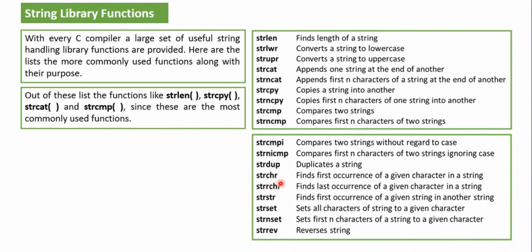strchr finds the first occurrence of a given character in a string. Let's say you want to search for e in hello, then this function returns the index number of e. Similarly, strrchr finds the last occurrence of a given character in a string. strstr finds the first occurrence of a given string in another string, so we can find a piece of a string that is a subset of a main string. strset sets all characters of a string to a given character. strnset sets the first n characters of a string to a given character. And strrev reverses the string.